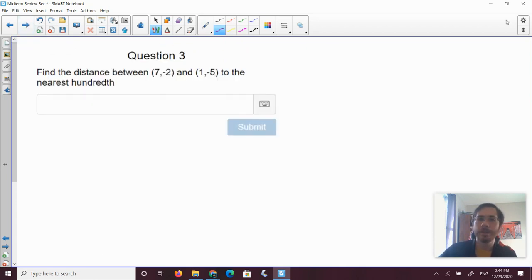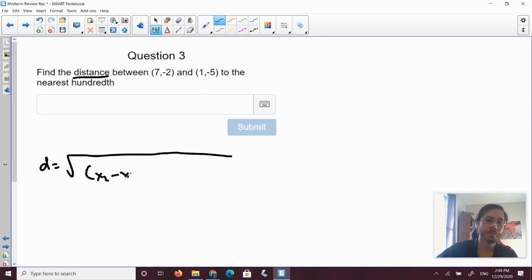Question 3, distance formula. So it's just a straight application of the distance formula. You have to remember the distance formula. So distance formula is d equals square root of x2 minus x1 squared plus y2 minus y1 squared.